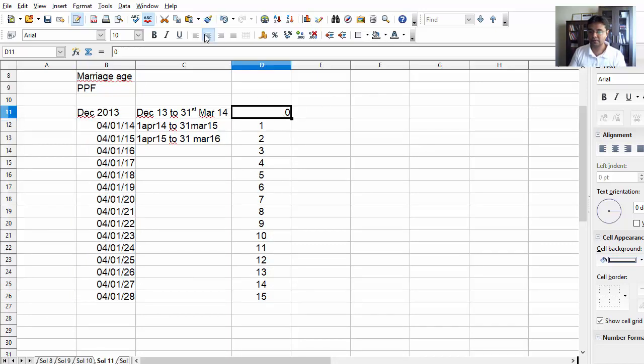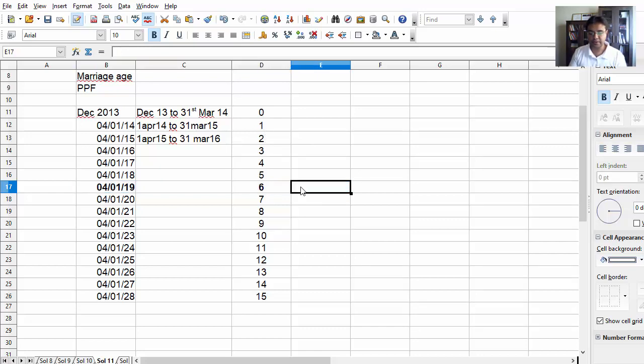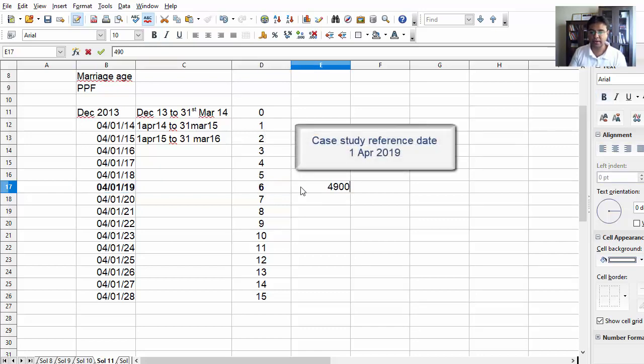Okay, and this is the 0th year. Now our case reference date is 1st April 19. Okay, so let me highlight this. 1st April 19, which is actually, if I count from 0, this is the 7th year. Otherwise normally if I count from the first, it is the 6th year. And as of now the balance given is 4,90,000.